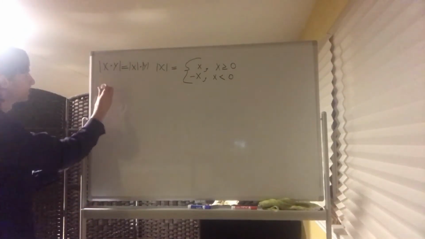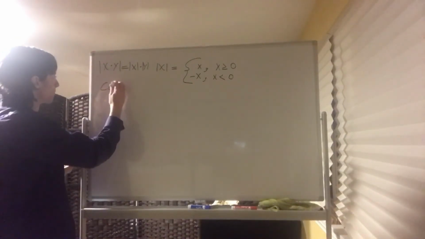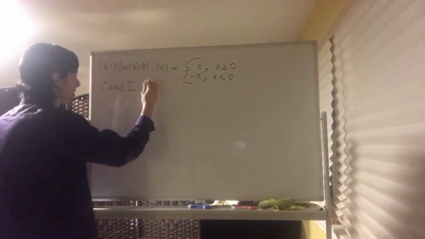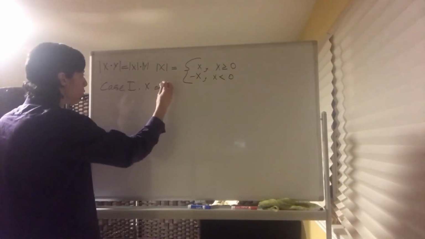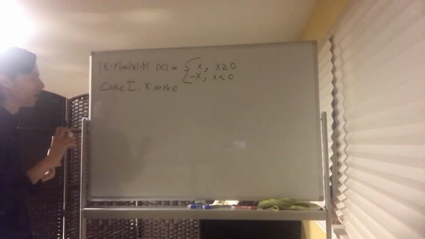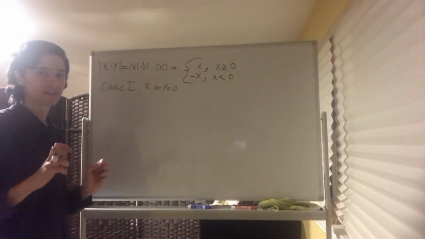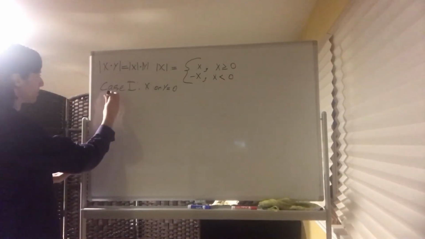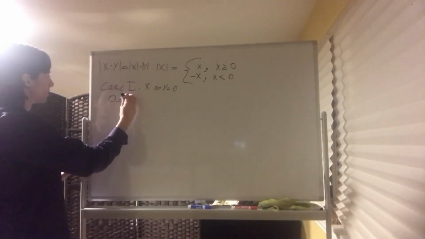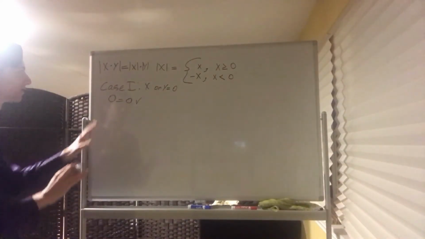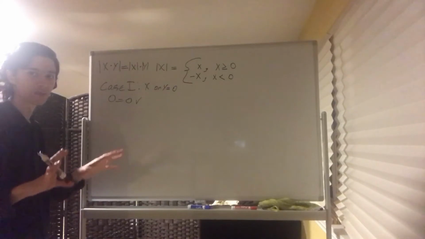So let's look at case 1. Case 1 is that x or y is equal to 0. Now the 0 property tells us that if you multiply anything by 0, we will get 0. So therefore 0 is equal to 0, and we can check that off. And this is a more trivial case. The next cases will be more complicated.